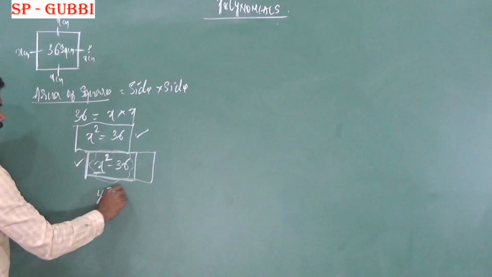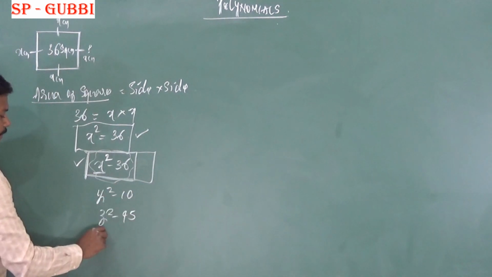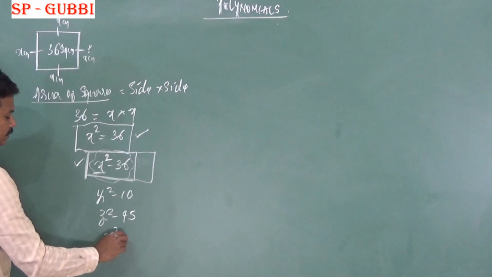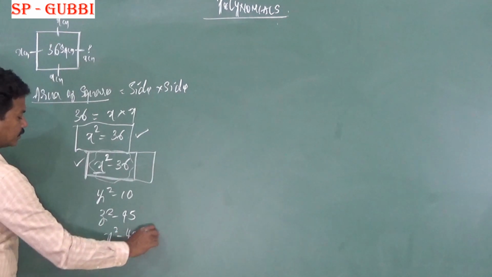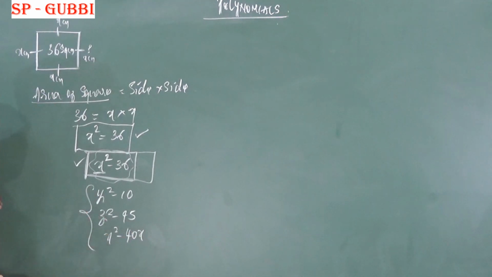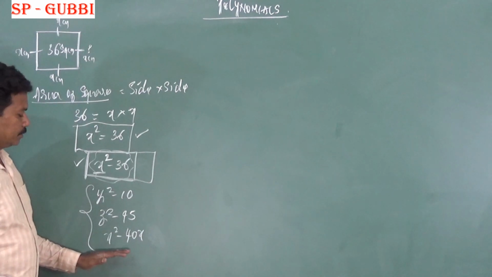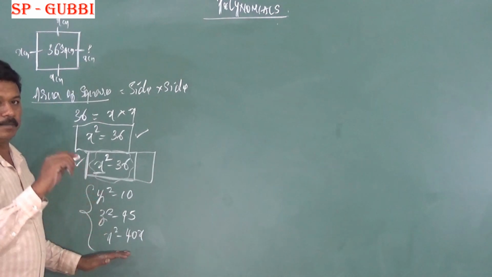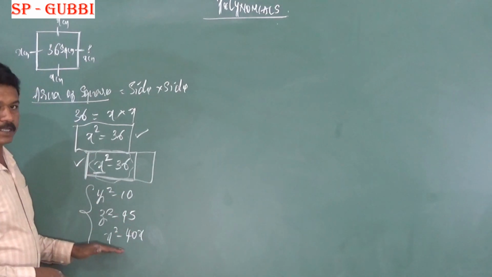y square minus 10, z square minus 45, again x square minus 40x plus 1. Okay, let us only take binomials, right? So these are all examples of binomial algebraic expressions, and also polynomials. In the field of polynomials, they are called binomials.